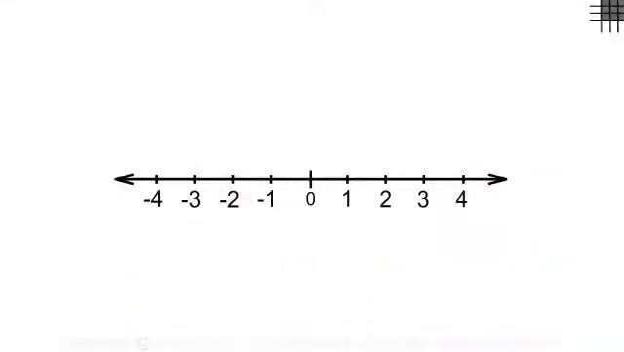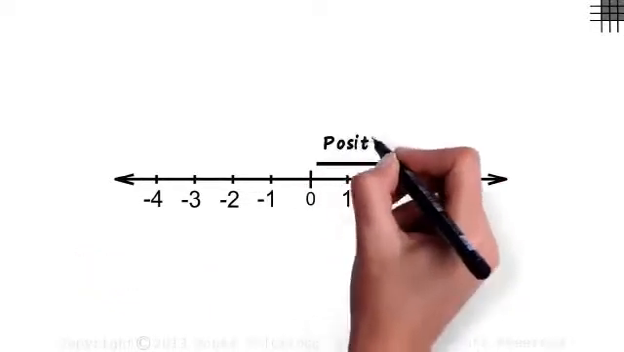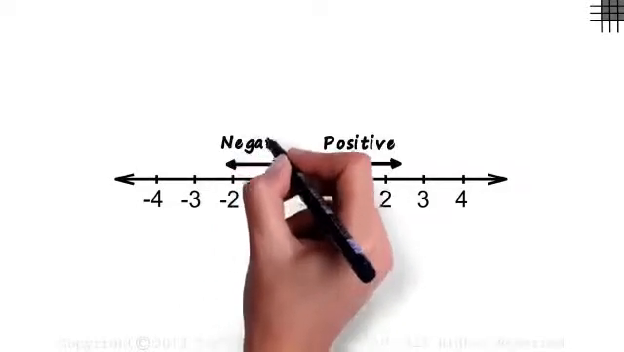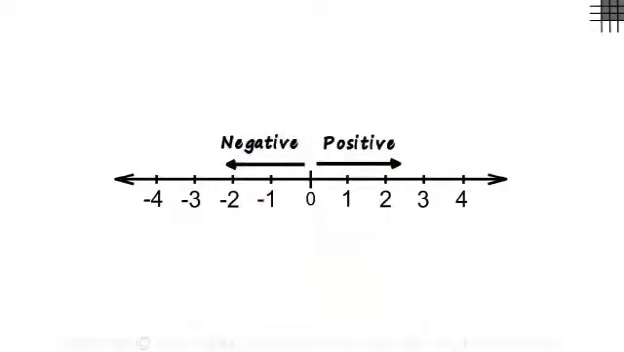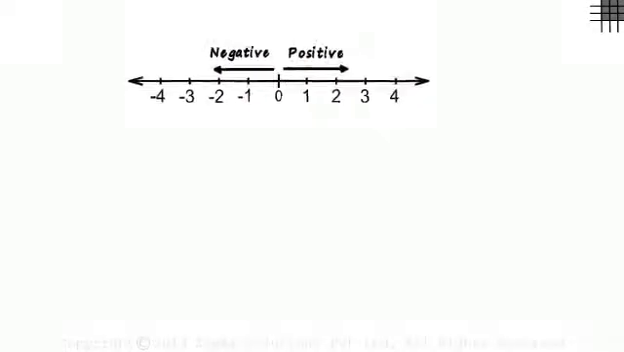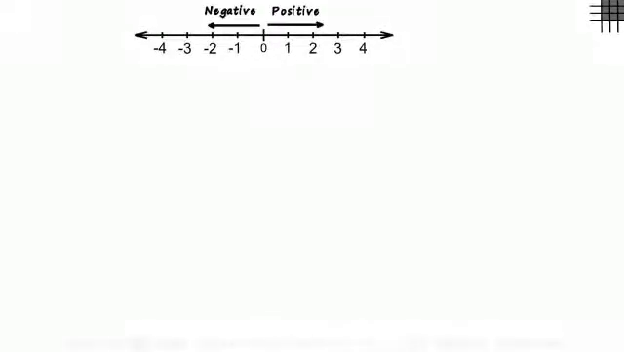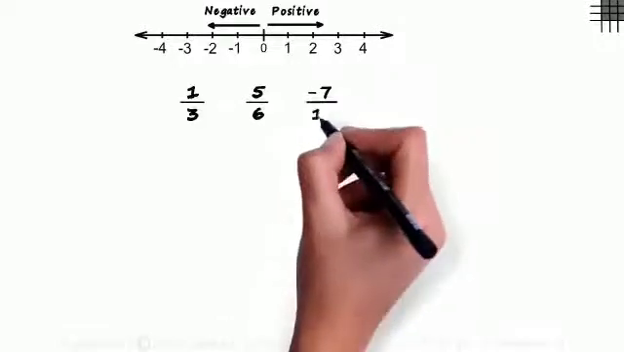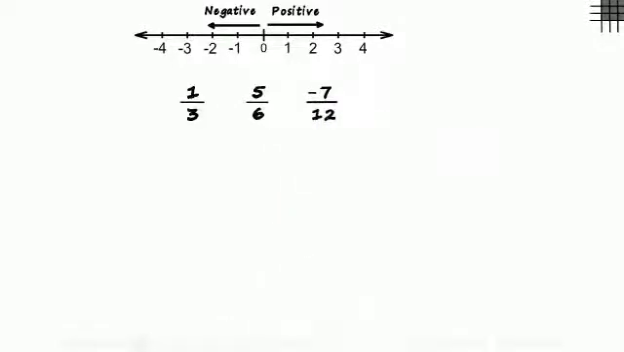The numbers we see here on the number line are called integers. On the right side of 0, we have positive integers, and on its left, we have negative integers. Integers we are familiar with, but what about numbers like these? 1 by 3, 5 by 6, or -7 by 12. Each of these are numbers, but we don't use them as often as we use counting numbers.